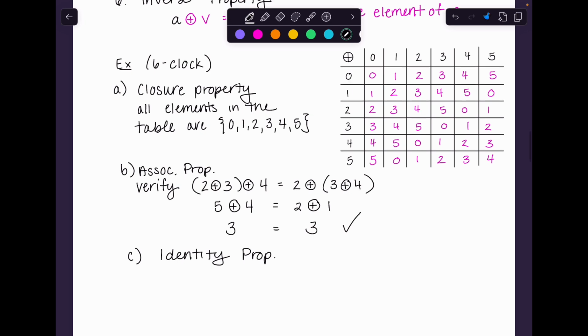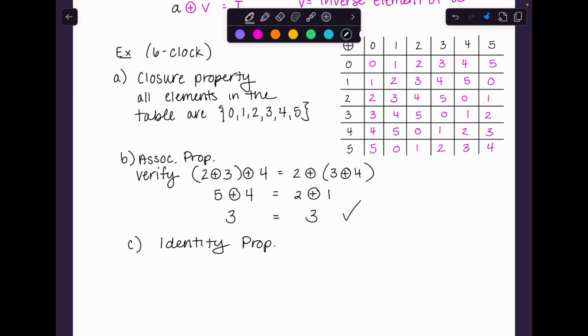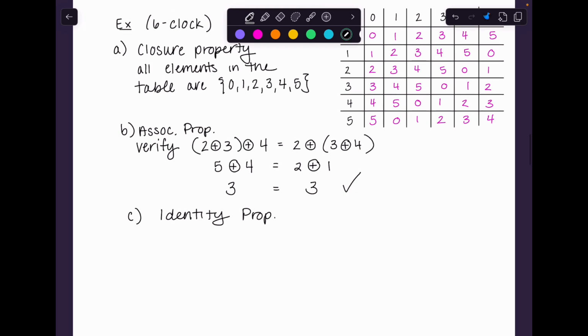Okay. For the identity, what I'm looking for is which number I add that does not change the result. And really, we're going to look at both of these. If you notice here, the exact value is directly underneath. So when I take 1 and add 0, that lands me at 1. 2 plus 0 is 2. 3 plus 0 is 3. 4 plus 0 is 4. And 5 plus 0 is 5. So 0 is our identity element.